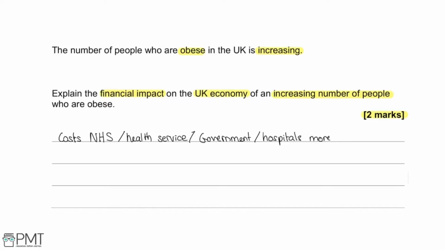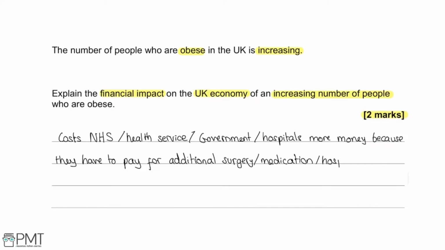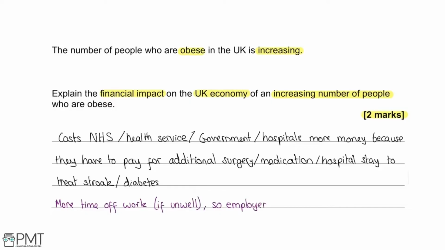You could say NHS, health service, government or hospitals, but the point you need to get at is that these services have to pay out more because obesity leads to a variety of health problems, and such health problems may need additional surgeries, medication, or prolonged hospital stays in order to treat them. You can be credited for mentioning secondary conditions such as strokes or diabetes. Alternatively, you could talk about the effects of people with obesity being unable to work due to health problems. If they're unable to work, then they're not earning, and so the employer or the government has to provide financial support.